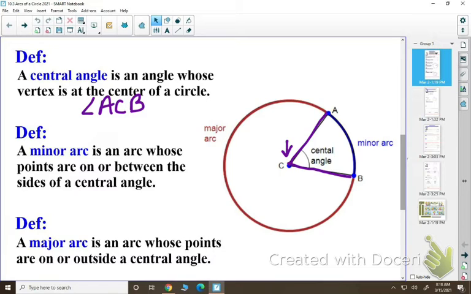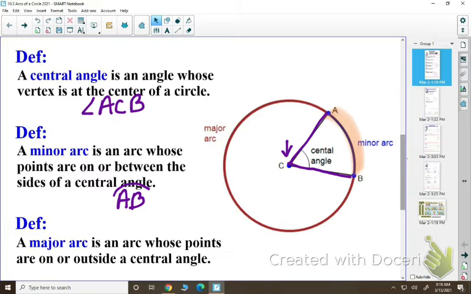Now there's a difference. We talked about an arc, and I had mentioned in the beginning about major versus minor. A minor arc is an arc whose points are on or between the sides of the central angle. Like it says here in the picture, your minor arc would be arc AB. Usually a minor arc is going to be less than half a circle or less than 180 degrees.